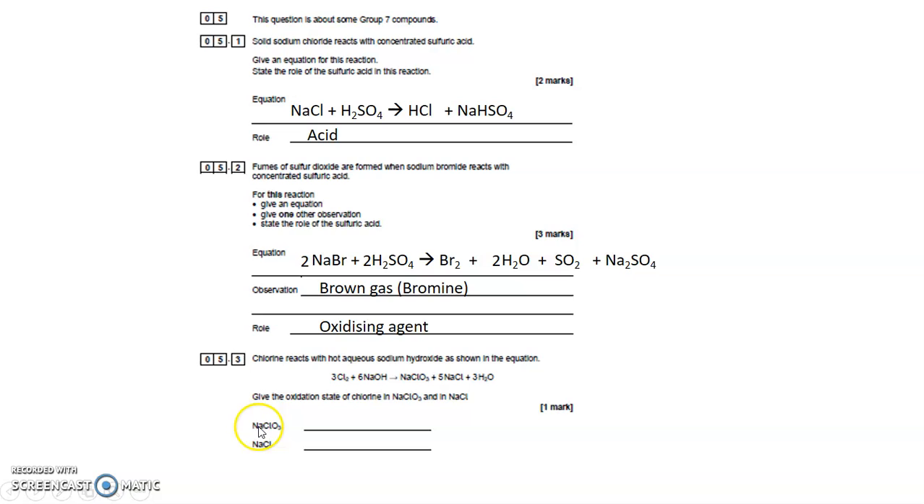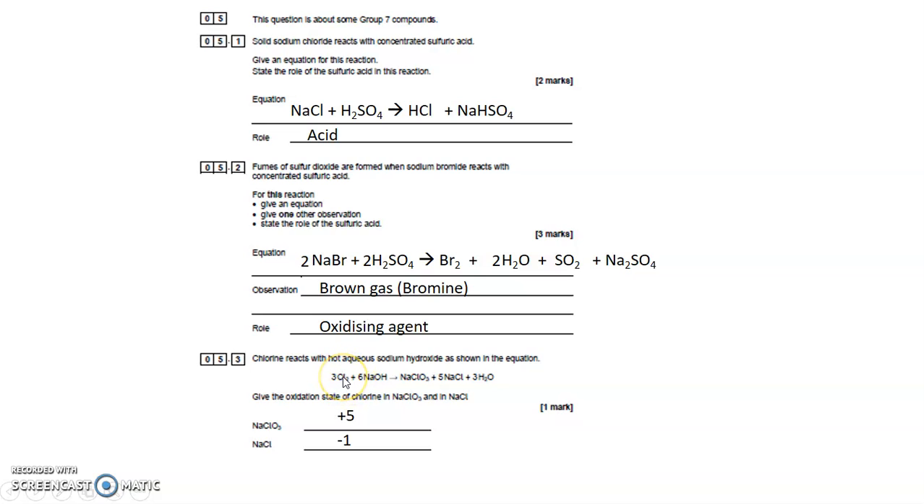Give the oxidation states of chlorine in NaClO3. Well, the Na's are in +1, the oxygens are in group 6, so they gain 2 electrons, there'll be 2 minuses. 3 2- is a 6-, and a +1, the Cl is in +5. +1 plus 5 is 6, 3 2- are 6-, to leave no charge left over. In NaCl, Na is in +1, so the Cl must be in -1 to leave no charge left over. So let's have a look at what's happened to the Cl2.